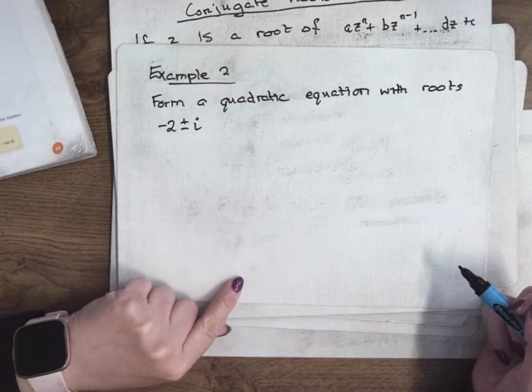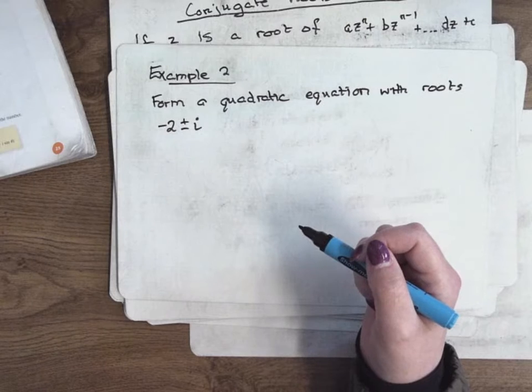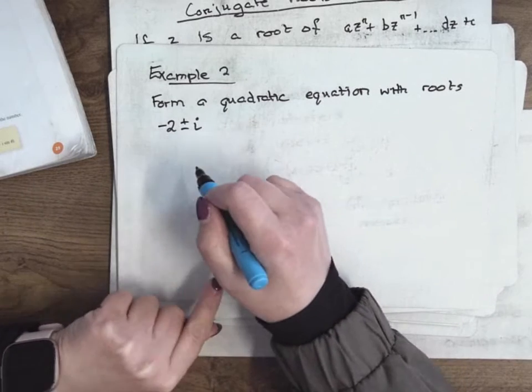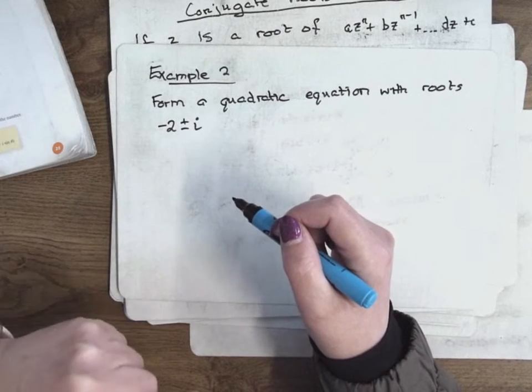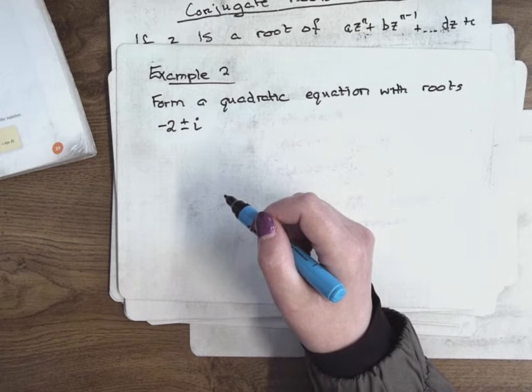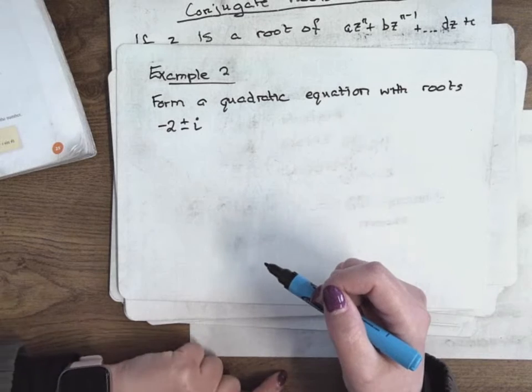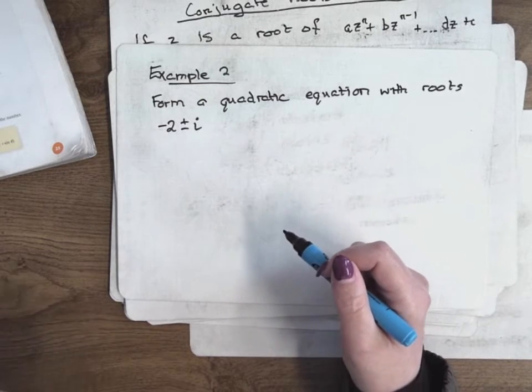There was a shortcut. Does anyone remember what the shortcut is? You know, it was to form an equation given its roots. It was x squared minus x times the sum of the roots plus the product of the roots. Yeah? Okay, well I'll do it out the long way and then remind you of the short way.